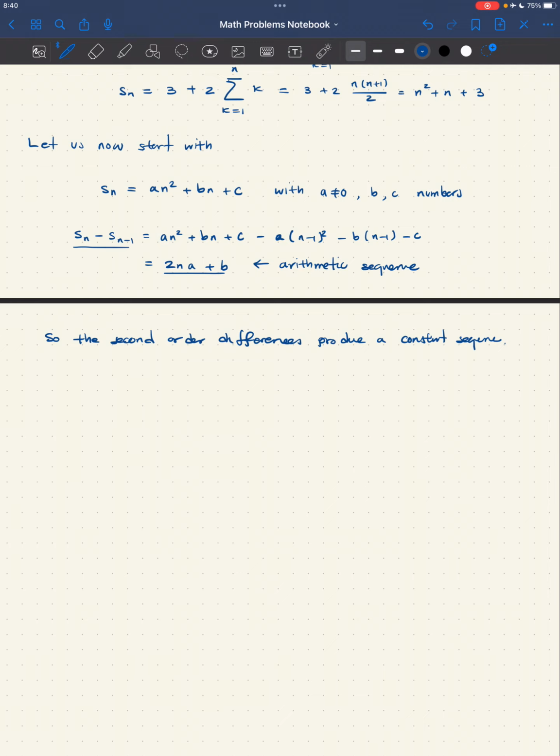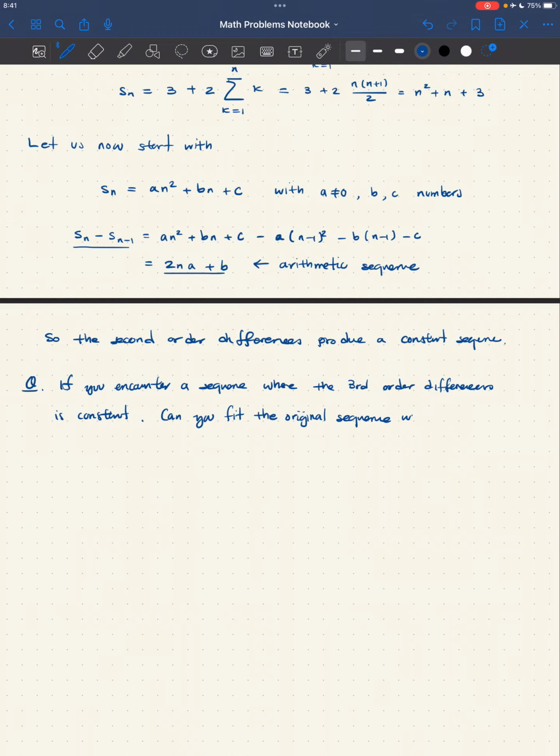I want to end this discussion with the following question: if you encounter a sequence where the third order differences are constant, meaning it's a constant sequence, can you fit the original sequence with a polynomial? If so, of what order?